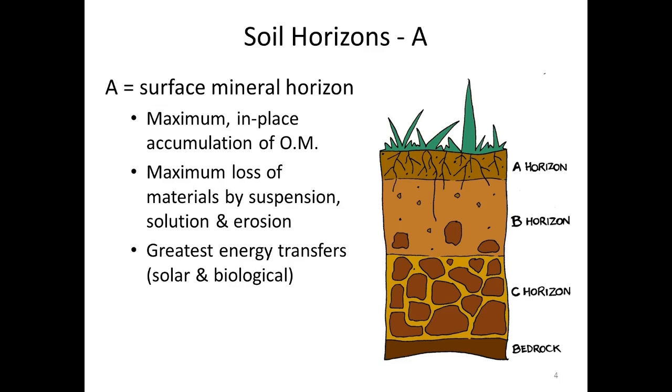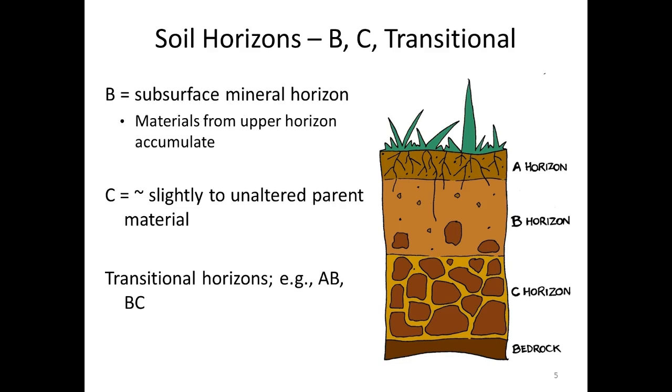The A horizon is a surface mineral horizon that tends to contain the largest amount of organic matter, OM. So this is where you find an accumulation of organic matter. It's also the maximum loss of materials by suspension, solution, and erosion, and the greatest energy transfer. So this is where you get inputs from the sun or other biological materials like inputs from surrounding vegetation or soil fauna or microbial activity.